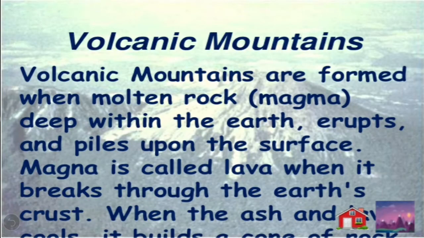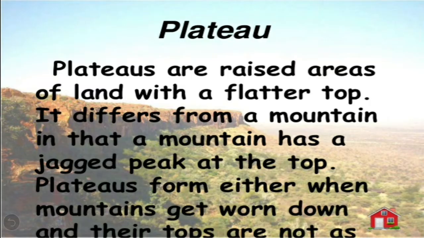Third are the volcanic mountains. Volcanic mountains are formed when molten rock, which is known as magma, deep within the earth erupts and piles up on the surface. Magma is called lava when it breaks through the earth's crust. When the ash and lava cool, they build a cone of rock, and that is known as a volcanic mountain.